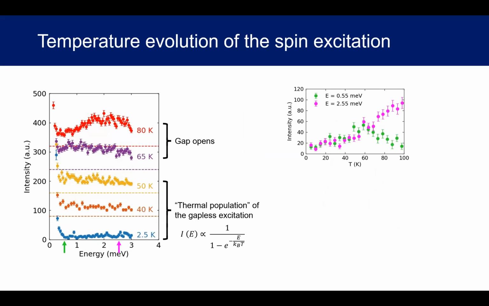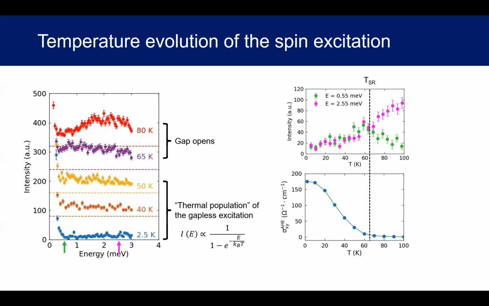To see the gap opening behavior more clearly, we performed the temperature dependence at two energy positions. One is at 0.55 meV, another is at 2.55 meV. We can see that in the low temperature range, the temperature dependence of these two energies is basically the same. But when the temperature is above the spin rotation temperature, the lower energy part suddenly drops, but the higher energy part continues increasing. And this is consistent with the onset of the anomalous Hall signal observed in this sample.